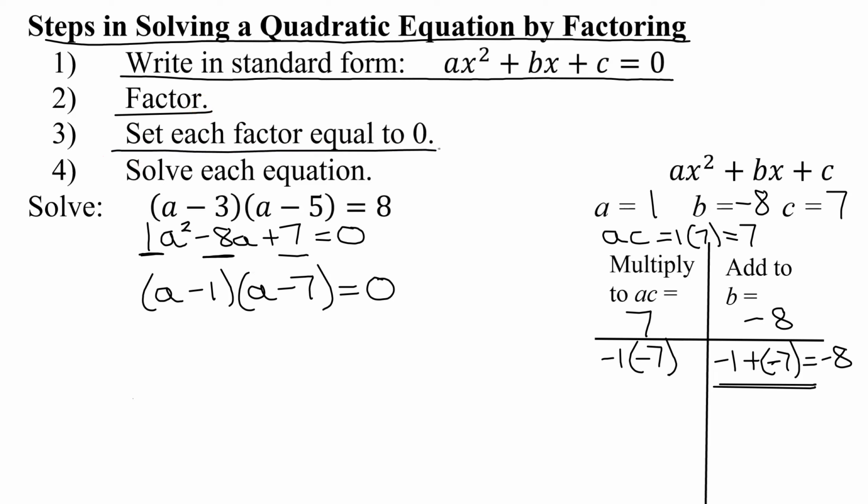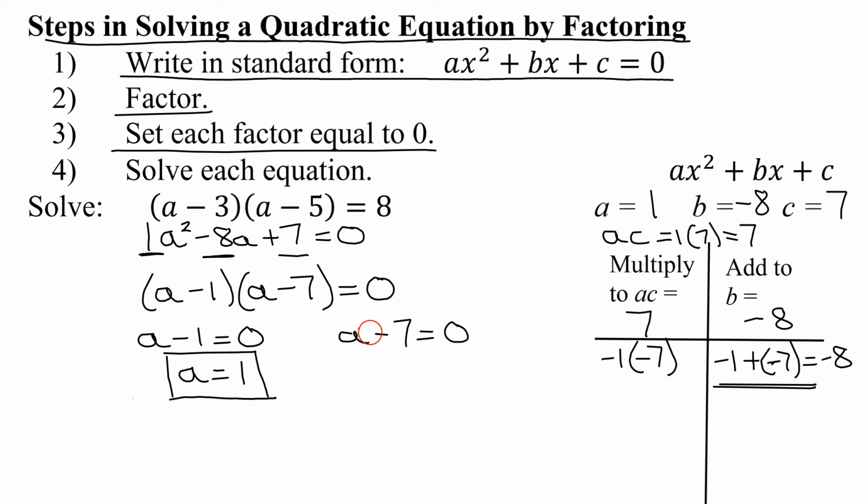Now we set each factor equal to 0, because remember, two numbers multiplied together equaling 0, one of them has to be 0, but remember that only works if this is a 0. So I get a minus 1 equals 0 and a minus 7 equals 0. This first equation, a minus 1 equals 0, add 1 to both sides, you get a equals positive 1. And the second one, a minus 7 equals 0, add 7 to both sides, you get a equals 7.